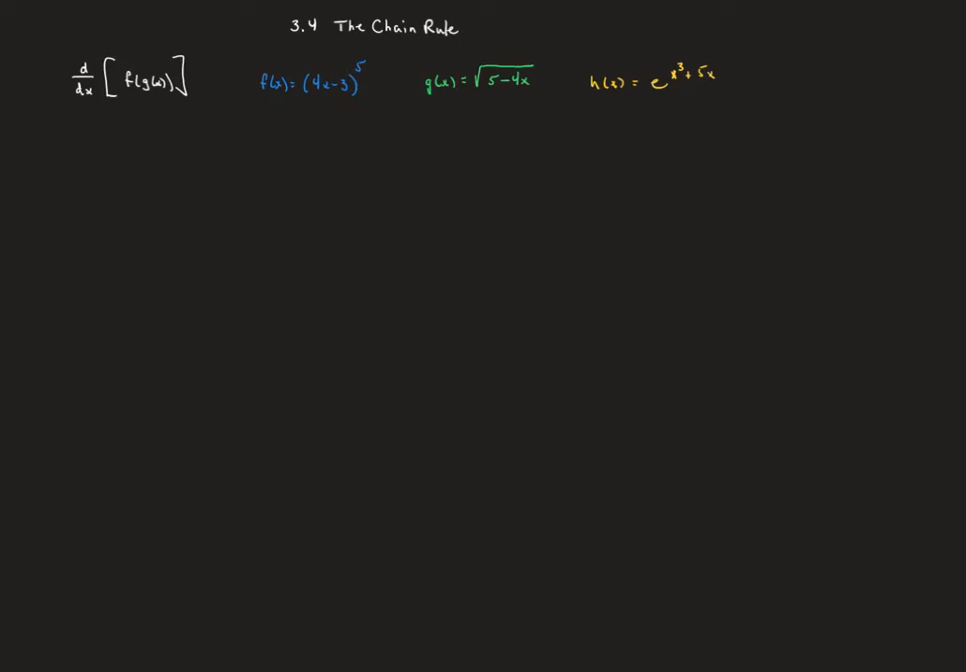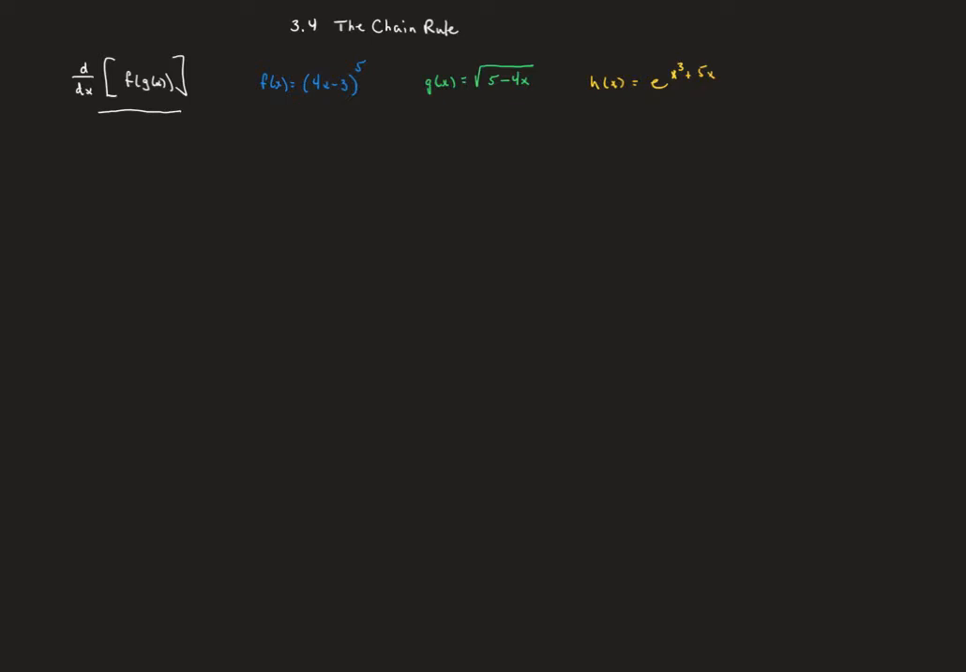What we want to learn about in section 3.4 is how to find a derivative called the chain rule. So the chain rule applies when we have the composition of two functions. As we see here, this is what we're trying to figure out: the derivative of f of g of x. And so we're going to have to get good at looking at these functions and seeing them as functions inside of functions.